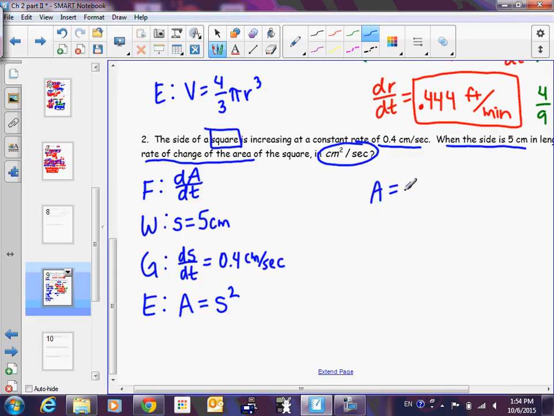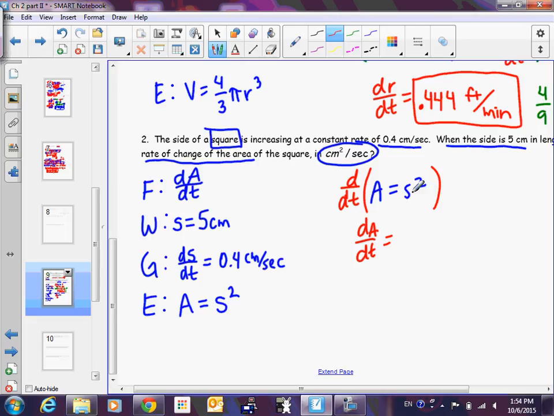Okay, so I have A equals s squared. I'm not ready to plug things in yet. Don't forget, you have to take the derivative, d over dt of both sides. Derive with respect to t. So the derivative of A is 1 times dA over dt. I'm not going to write that 1 times anymore.